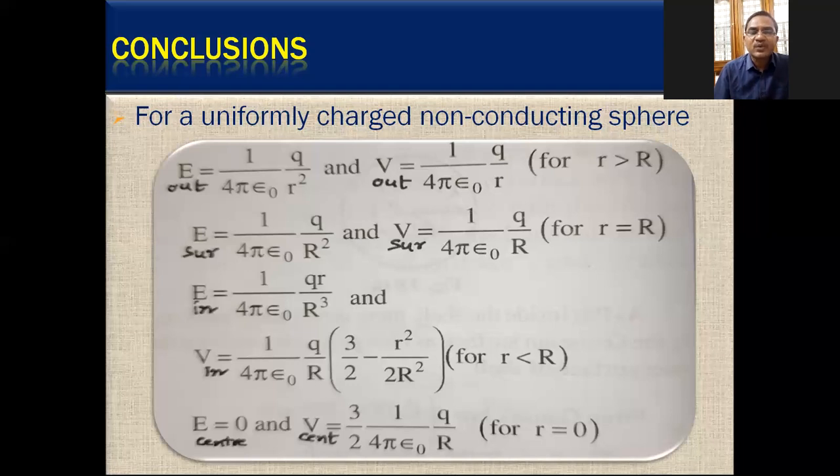That value is maximum at the center, and as we move from the center to the surface, the potential is decreasing, and beyond the surface, the potential is further decreasing, according to V inversely proportional to R. So these are the discussions we covered in this present lecture.